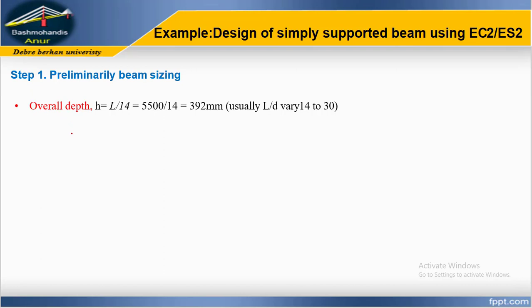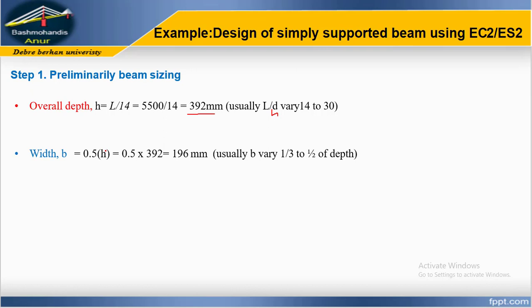Therefore, the overall depth should be such that L over H should be between 14 and 13. In this case, I have taken L over D equals 14. The length is 5.5 meters, so finally H is about 392 mm.